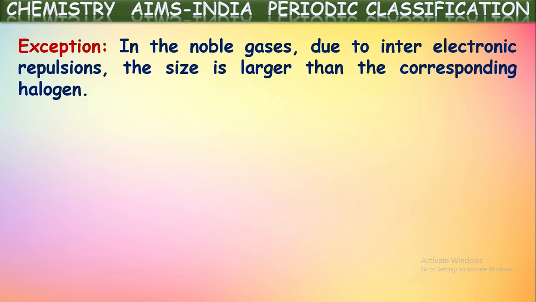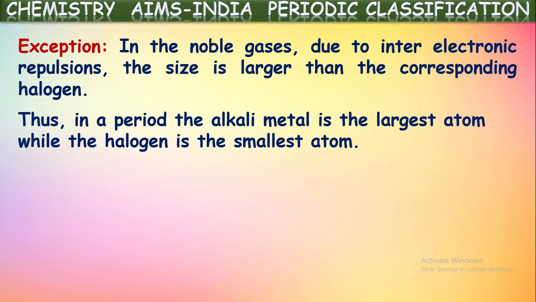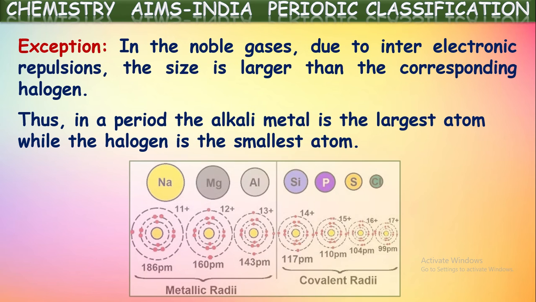Next, the exception in this. We said in a period from left to right, atomic size decreases, but there is a little exception for the noble gases, that is last group elements. What happens here? Due to the interelectronic repulsions because of the completely filled outermost shell, the size is a little larger than the corresponding halogen. Okay, thus in a period, alkali metal is the largest atom while the halogen is the smallest atom.